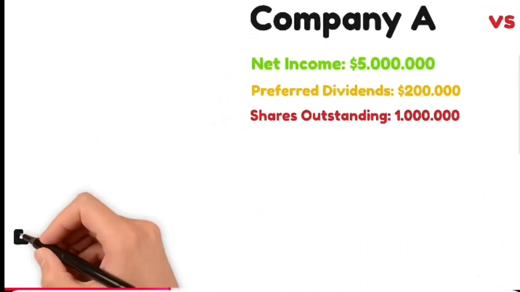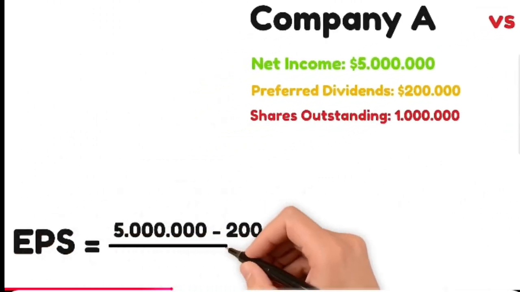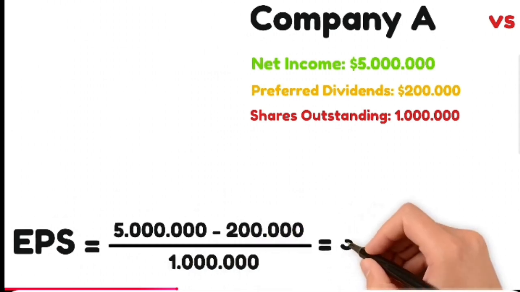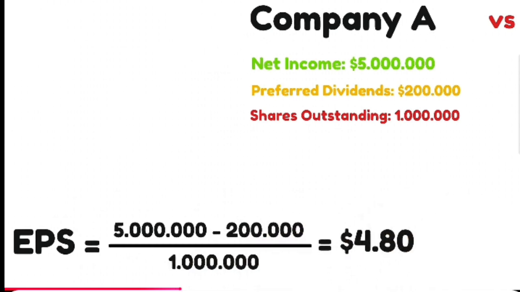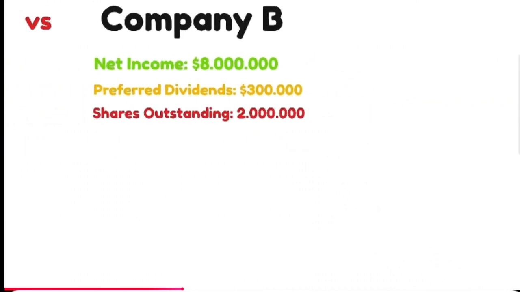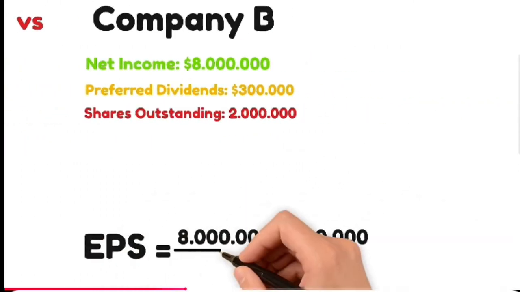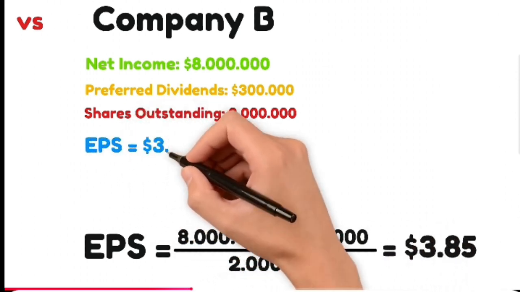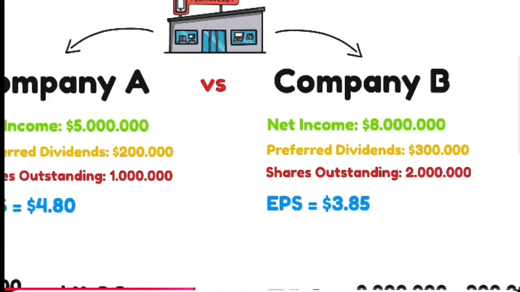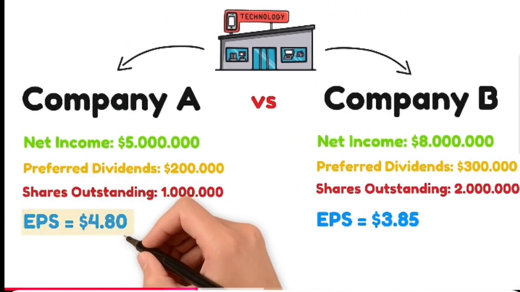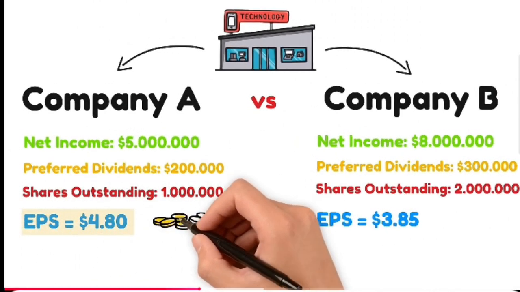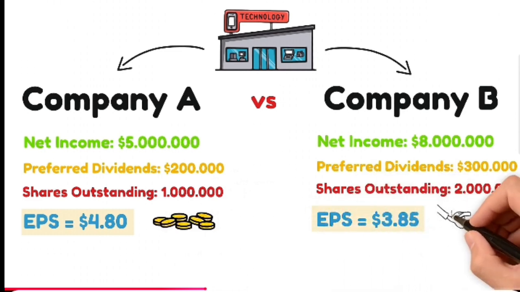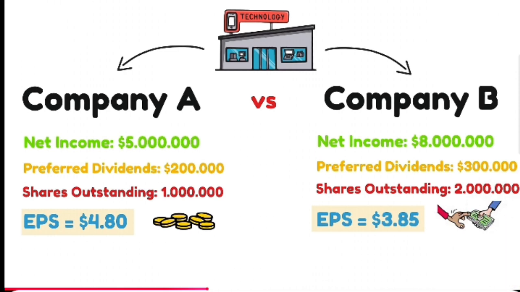The formula for EPS for Company A is the net income minus the preferred dividends divided into the shares outstanding. So Company A has an EPS of $4.80. Now let's calculate the EPS for Company B using the same formula. And Company B has an EPS of $3.85. Company A has earned $4.80 for each of its 1 million shares after paying preferred dividends. Company B has earned $3.85 for each of its 2 million shares after paying preferred dividends.